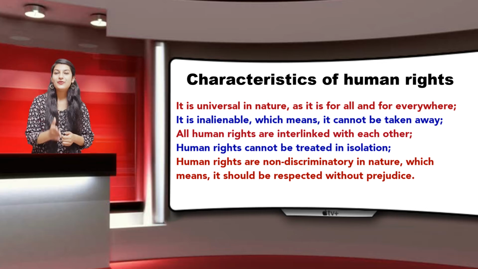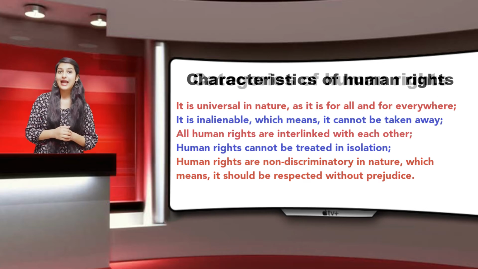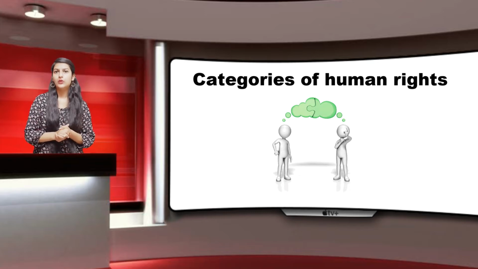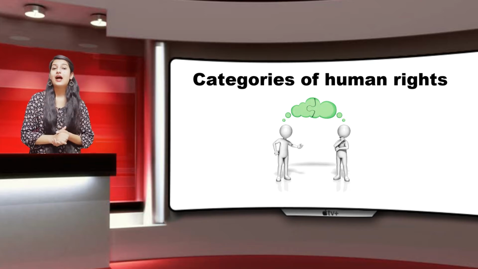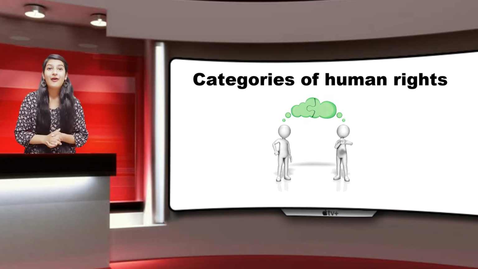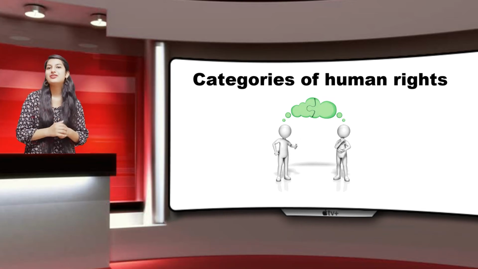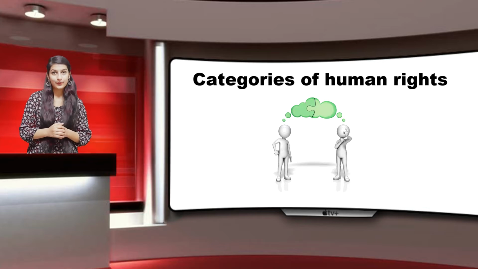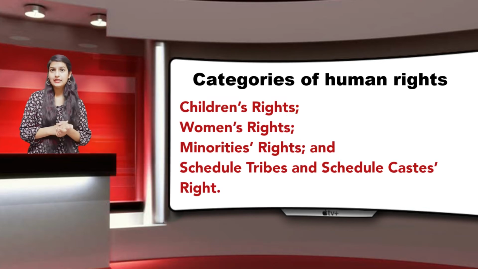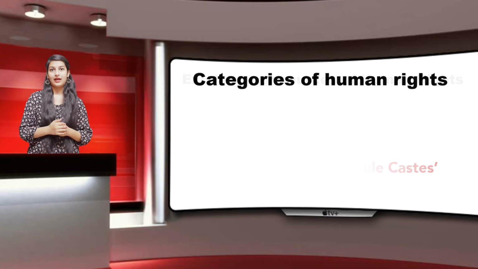Now let's move on to the next point, that is major categories of human rights. Though human rights are uniform and equal for all, however, there are some special categories of human rights, such as children's rights, women's rights, minorities' rights, and scheduled tribes and scheduled caste rights.